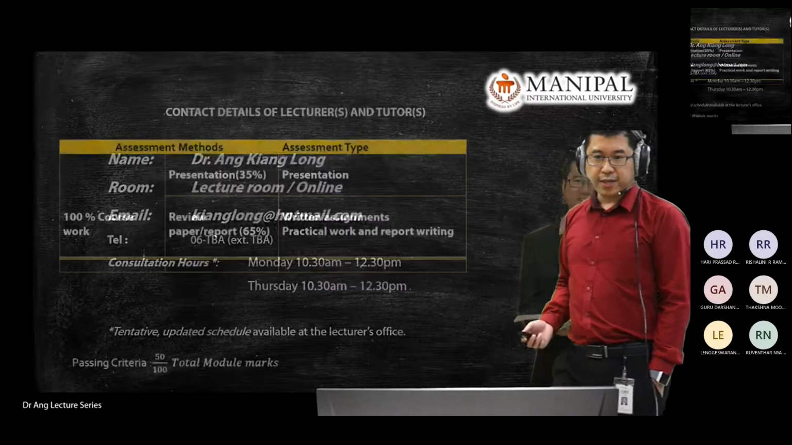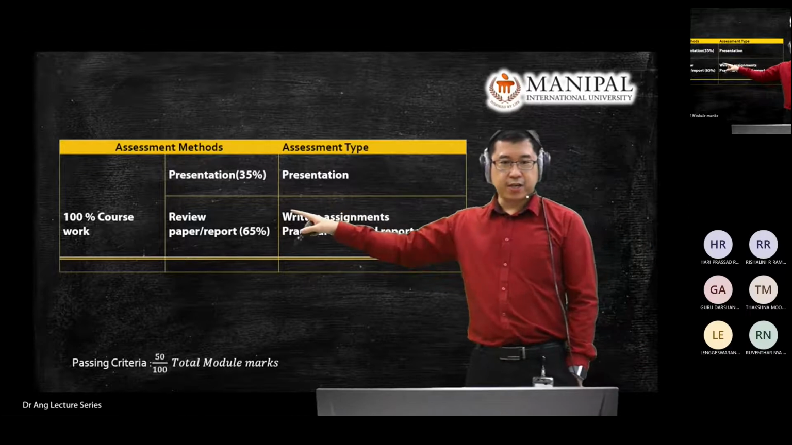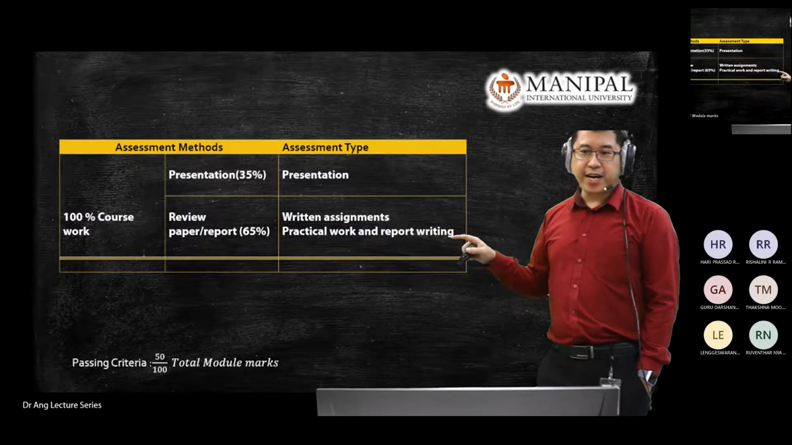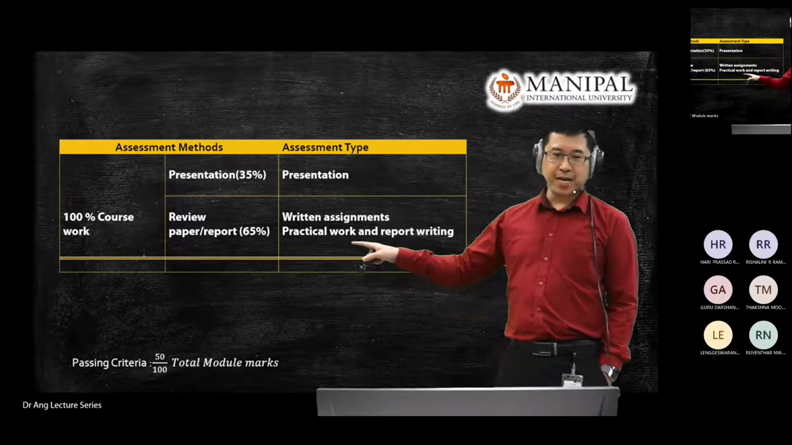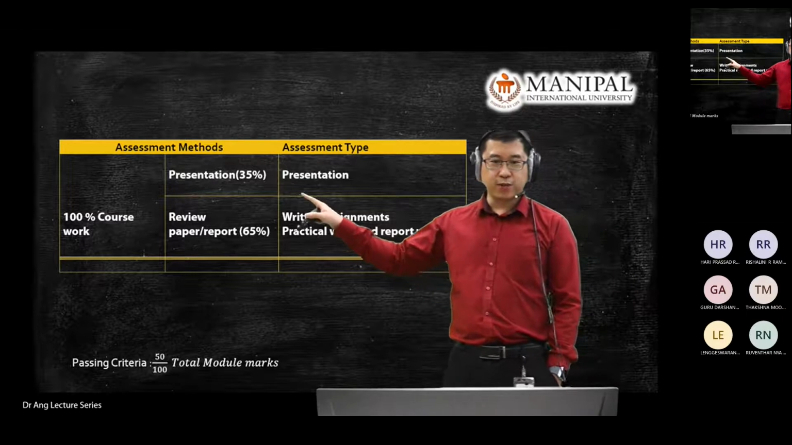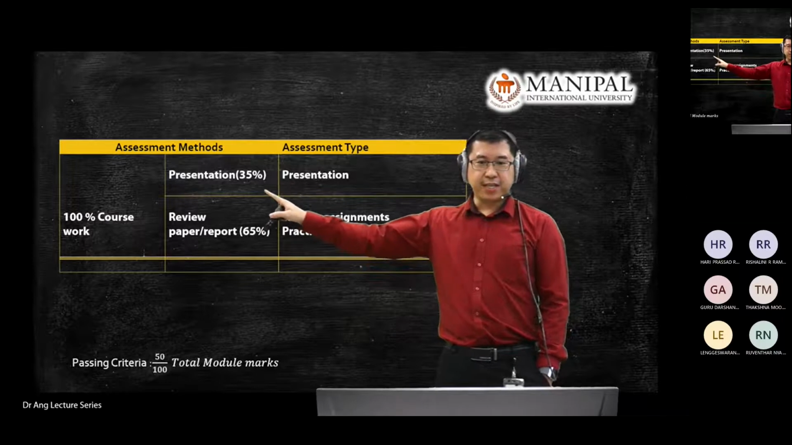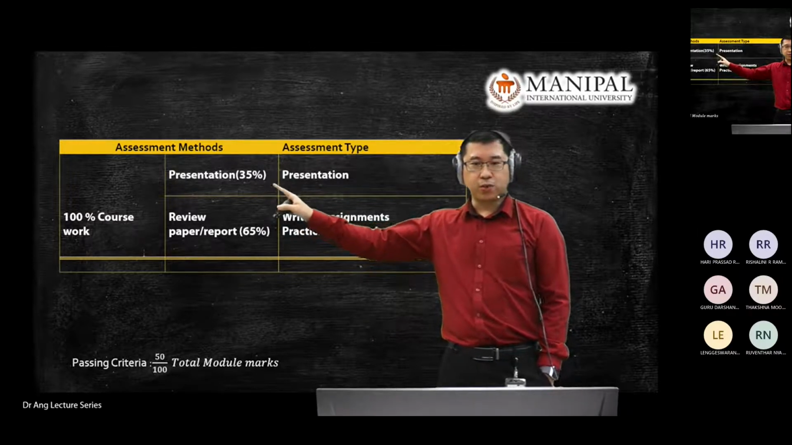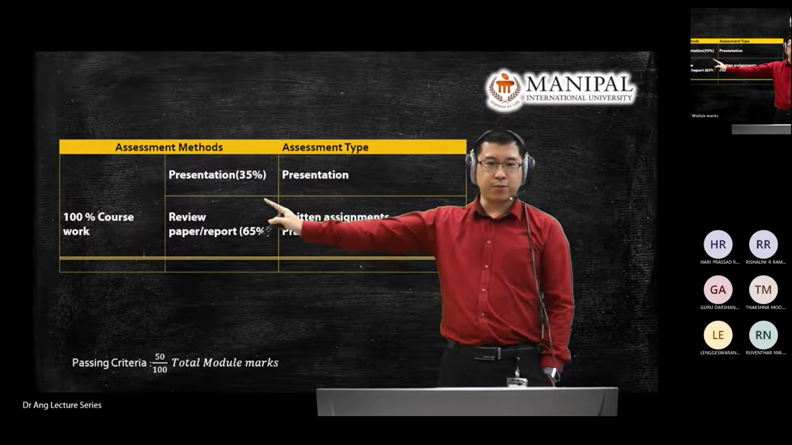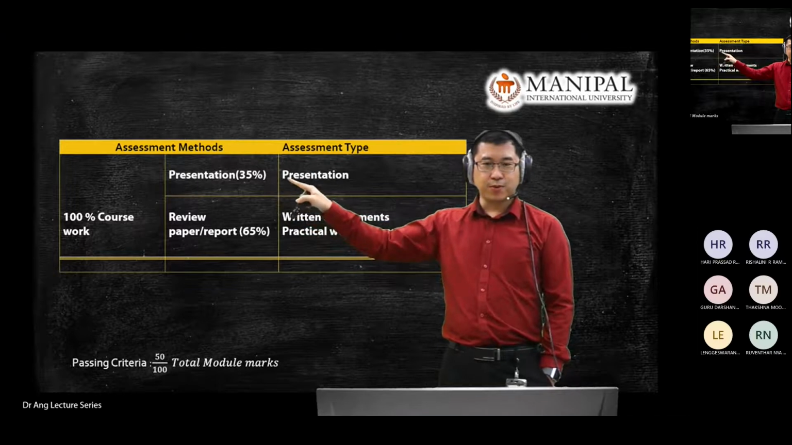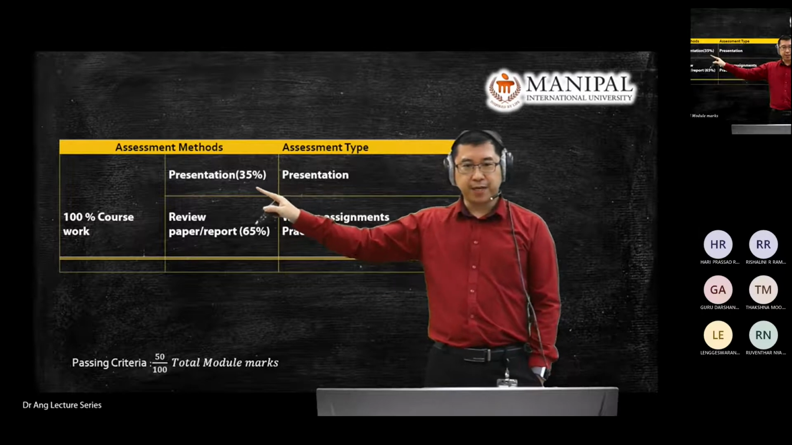Okay. This is how we assess you. This is 100% coursework, meaning it's very, very hard for you to fail this module unless you do not hand in your homework. Basically, you have already passed this module unless we do not see your work by the end of this semester. Okay, 35% presentation. I'll give you a topic to present. I haven't decided whether I want to give you individual or group yet. But anyway, we have an oral presentation of 35%.